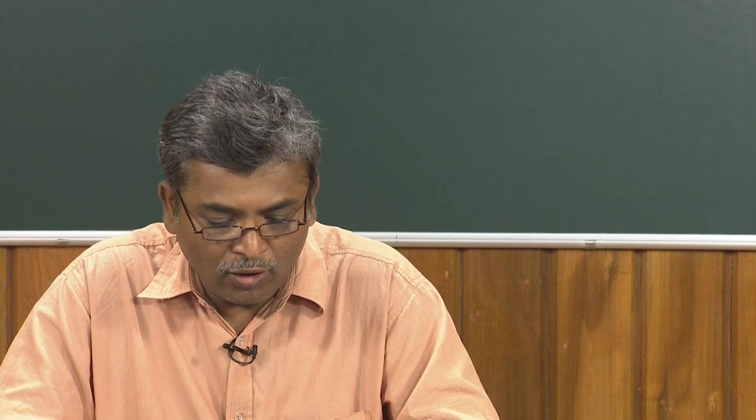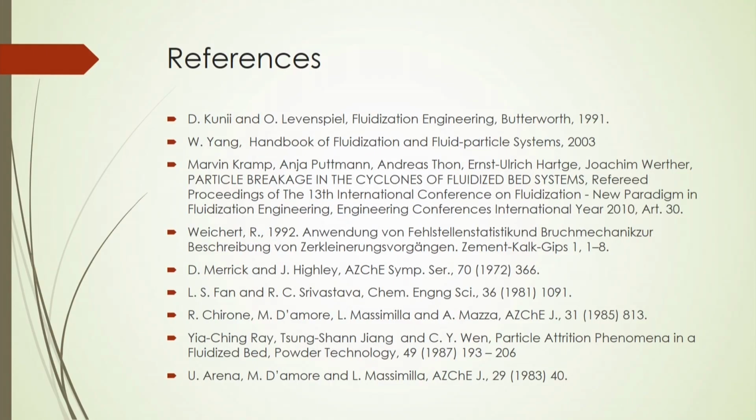For more reading you can follow the references given here. I think by this lecture you have learned something about the degree of attrition by different models, by excess velocity models, by breakage model, by surface reaction model, and also what are the different factors that affect attrition and how it can be minimized by changing different operating conditions. In the next part we will again be discussing different aspects of fluidization. Okay. So, thank you.